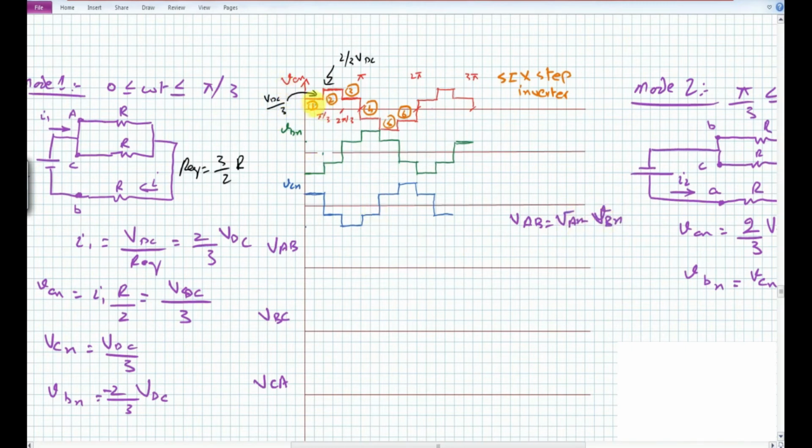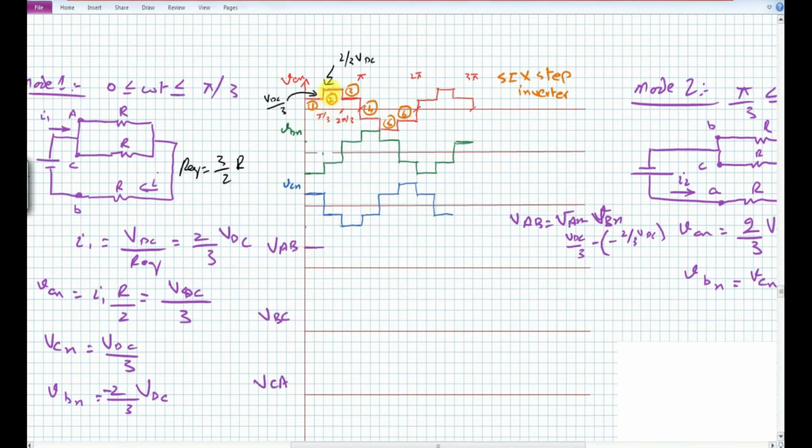So if you see here, during the 0 to pi by 3 interval, we have VA of n equal to VDC by 3, whereas we have VB of n equal to minus 2 by 3 times the VDC. So during the first time interval we have VDC by 3 minus, with this sign negative as well, minus 2 by 3 into VDC. This becomes equal to the VDC.